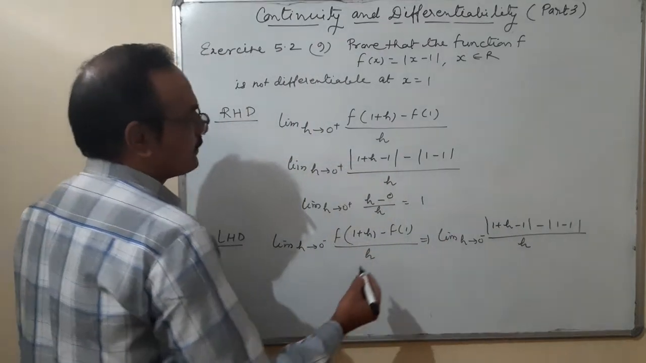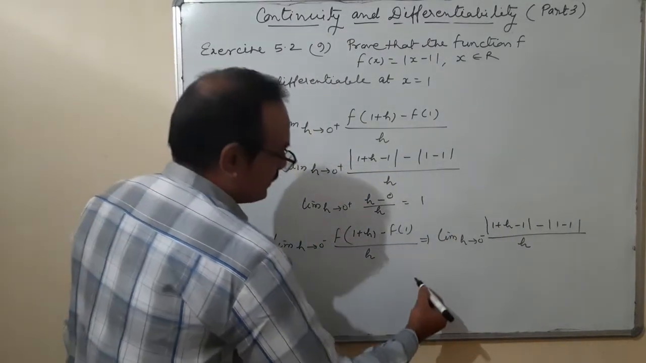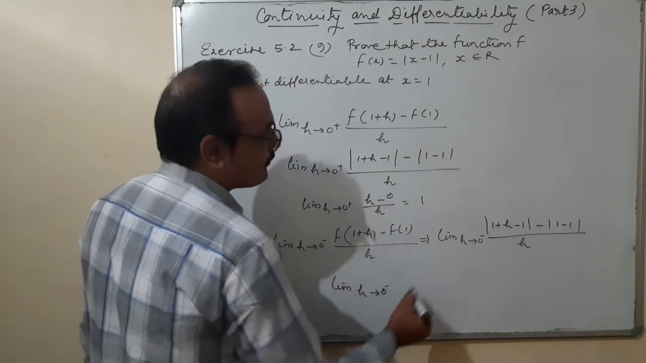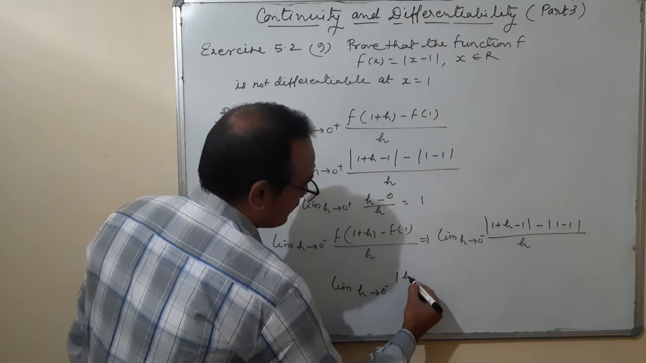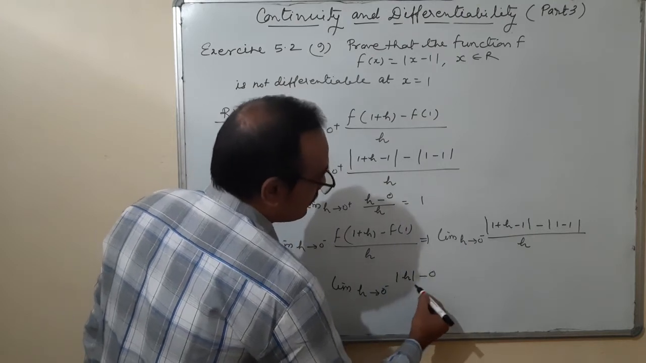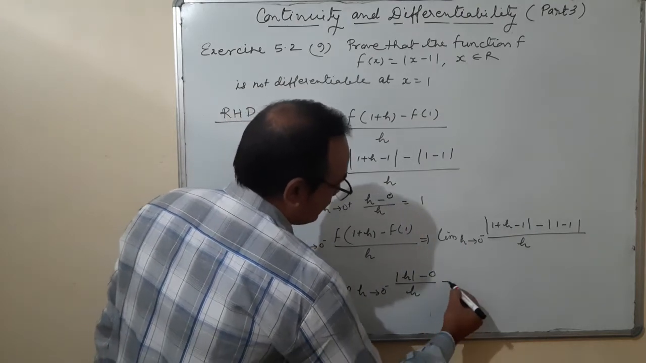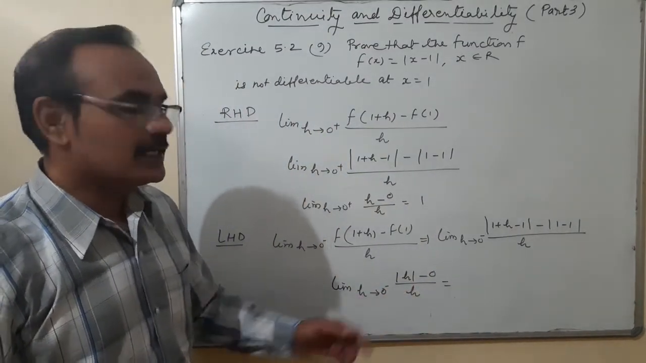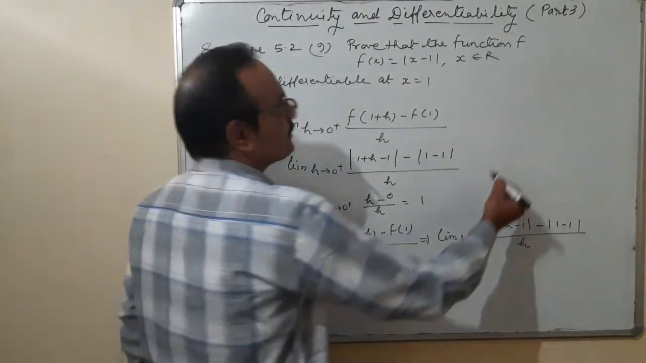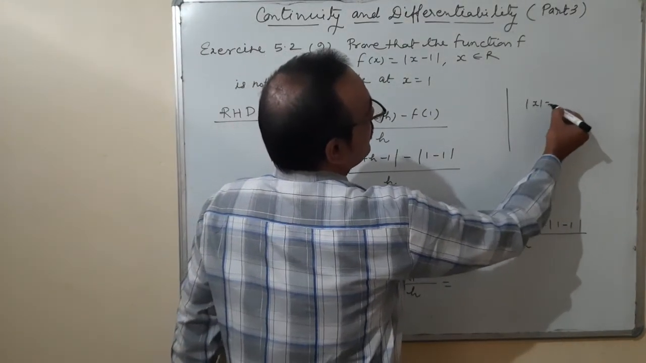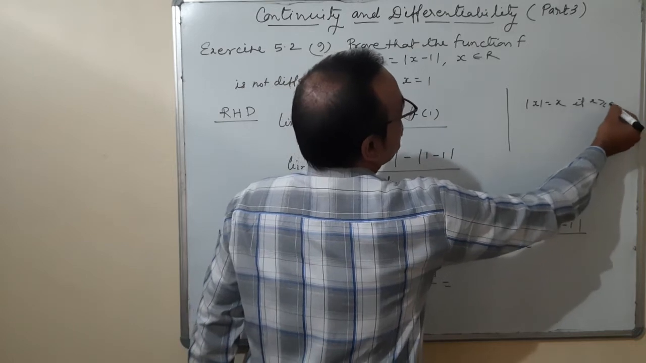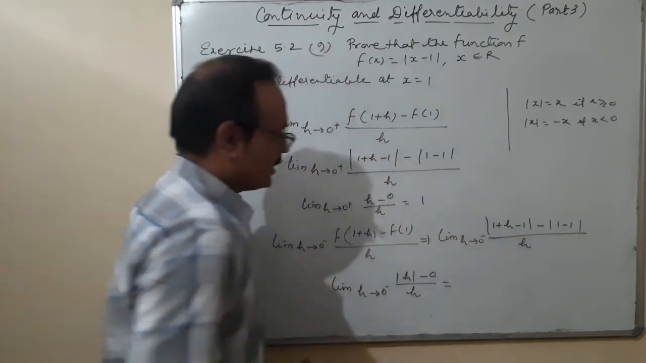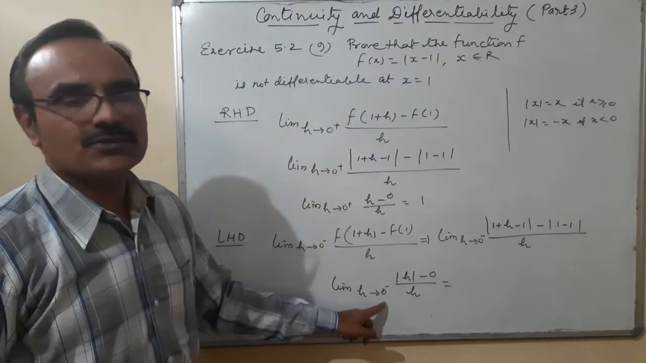This is coming limit h tends to 0 minus, it is mod h minus 0 upon h. Now you can see one thing here. This is mod h and limit h tends to 0. What does it mean? The definition of mod x is equal to x if x is greater than or equal to 0, and mod x is equal to minus x if x is less than 0. So here we have to use the second condition, limit h tends to 0 minus.